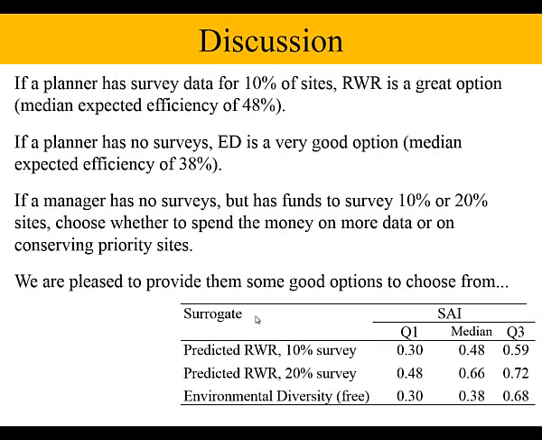If a planner has no surveys, but you have some funds where you could survey 10 or 20% of the sites, well, the manager's going to have to choose whether to spend that money on more data to use predicted RWR, or whether to spend that money to start doing conservation action, say using environmental diversity. So I think I'm very pleased. That's a tough problem, but it's a good problem to have. The manager has two reasonably good options for doing some planning.